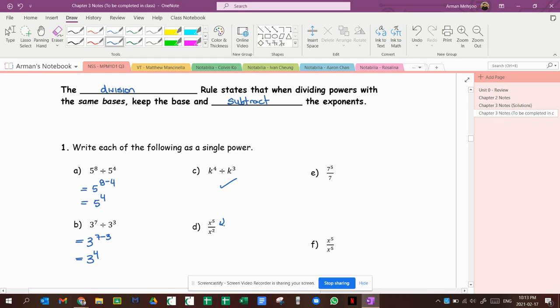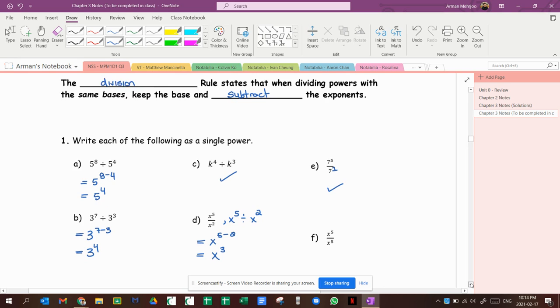Now, with this one over here, the only difference is that they've written it a little differently. But you just have to tell yourself, this is the exact same thing as this. It just looks a little different. Either way, it's division. So you ask yourself, do they have the same base? Check. They both have x as their base. Are they dividing? Check. So you keep your base the same and you subtract your exponents. For this one, remember, you can't see an exponent here, so the exponent is 1. I think from there, you guys should be able to handle this one.